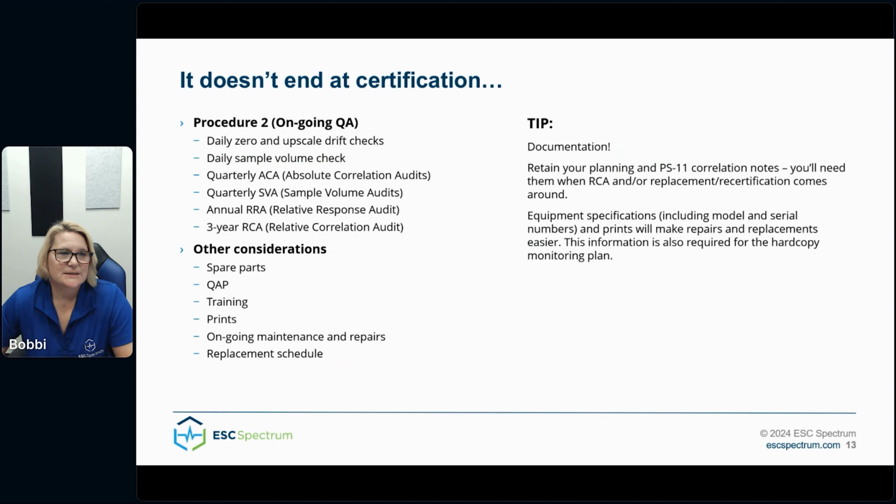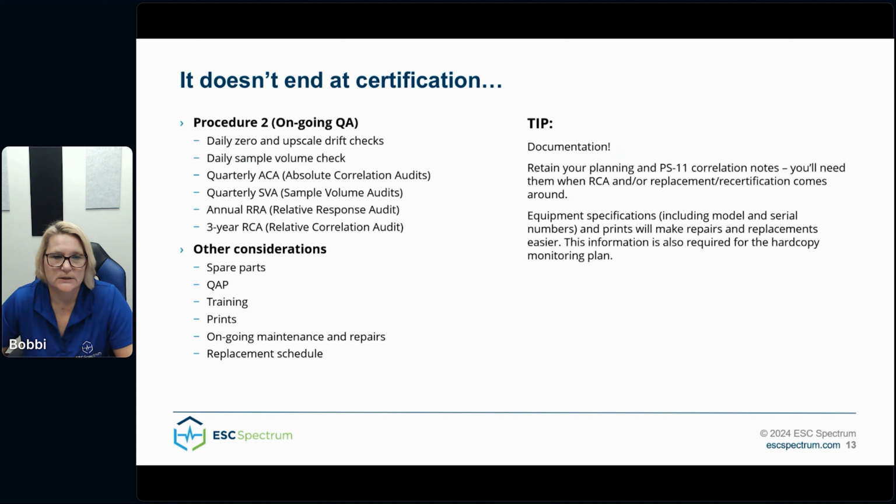So it doesn't end at certification. Once you've installed a PM CEMS under PS11, you'll need to maintain the monitor according to Procedure 2. So here are the highlights. You'll want to familiarize yourself with the requirements as they pertain to your PM CEMS. Once again, these are the highlights. You want to review Procedure 2 in its entirety.